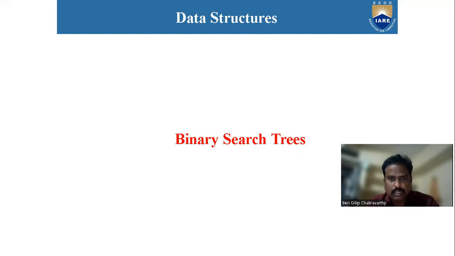Today we are going to discuss binary search trees. So far we discussed trees and binary trees. So let's see what binary search trees are. We all know binary trees means each node can take a maximum of two children, maybe zero, one, or two children. Okay, we call it binary trees.